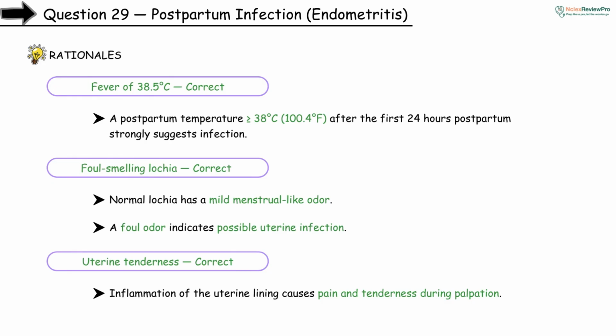Temperature of 38.5 degrees Celsius. This is correct. A postpartum temperature of 38 degrees Celsius or higher after the first 24 hours strongly suggests infection. Foul-smelling lochia. Also correct. Normal lochia has a mild menstrual-like odor. A foul odor is a red flag for infection. Uterine tenderness. Correct. Inflammation of the uterine lining causes pain when the uterus is palpated.